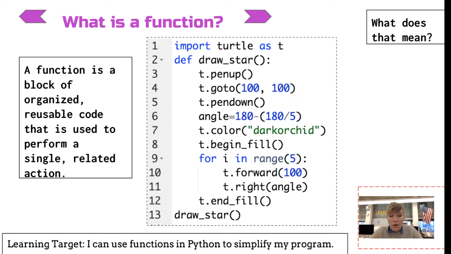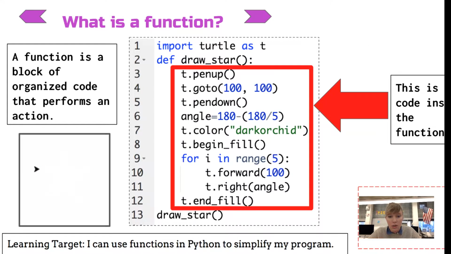A block of organized, reusable code. So we're going to look at this. This is a very simple function. I know it doesn't look very simple, but what it does is it draws a 5-pointed star. It's a block of code, and I can tell that lines 3 through 12 are part of the function because they're all indented. We put these organized blocks of code inside of functions so that we don't have to keep copying and pasting whenever we want a 5-pointed star.